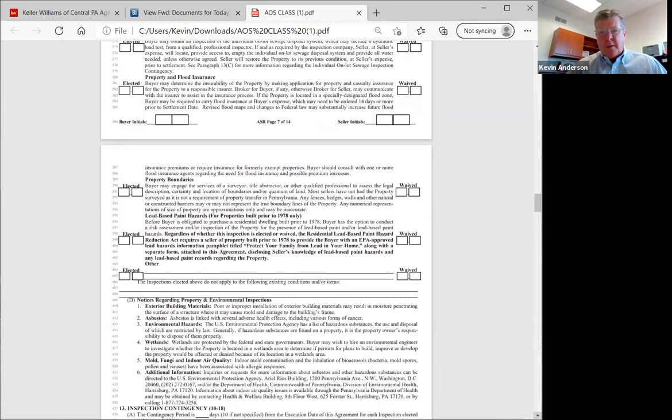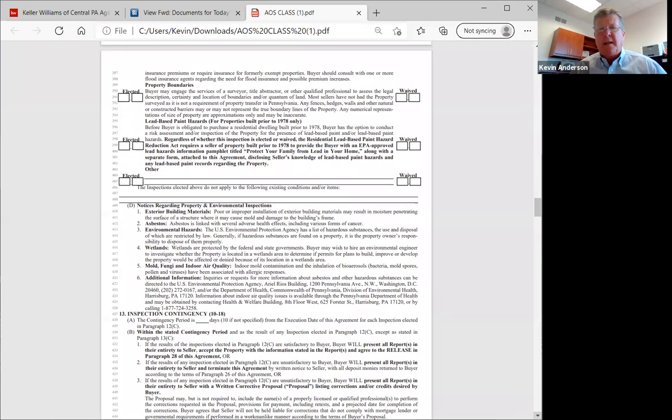Oh, here's an interesting one. Regardless of whether this inspection is elected or waived, talking about lead-based paint, the Residential Lead-Based Paint Hazard Reduction Act requires a seller of a property built prior to 1978 to provide the buyer with the EPA-approved lead hazards information pamphlet titled "Protect Your Family from Lead in Your Home." So I think we all know that the magic year is 78. Prior to that, lead-based paint addendums need signed. I haven't had anybody test for lead paint yet. Has anybody heard of it? No. Okay.